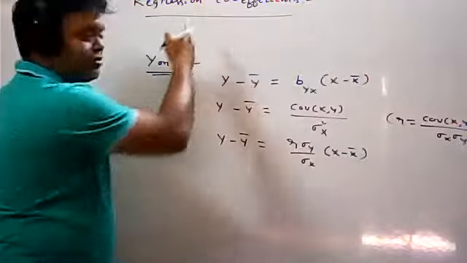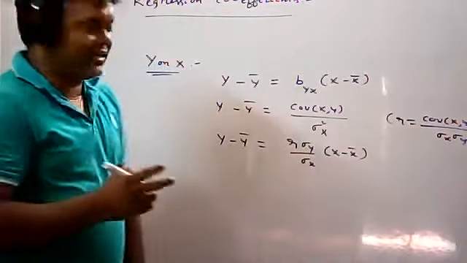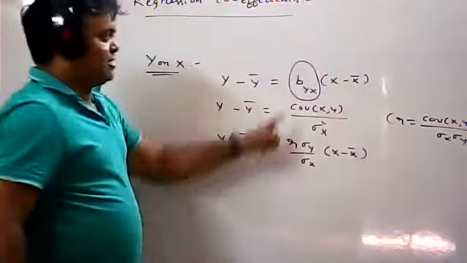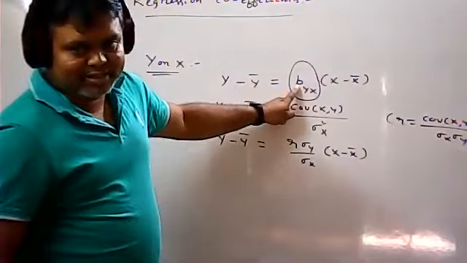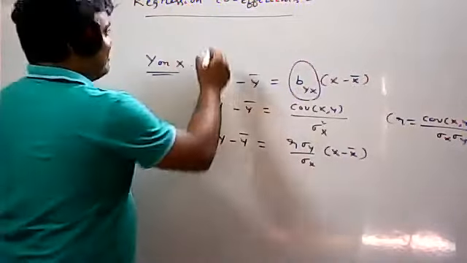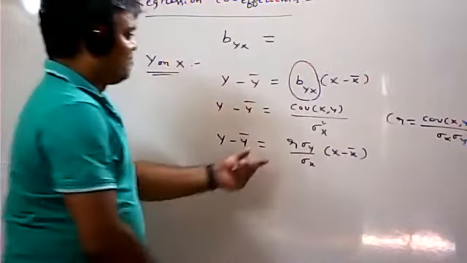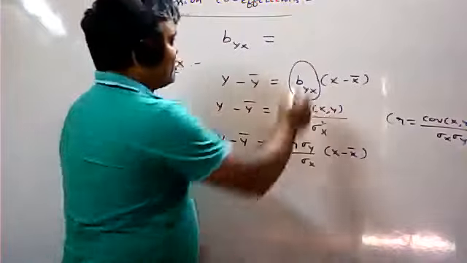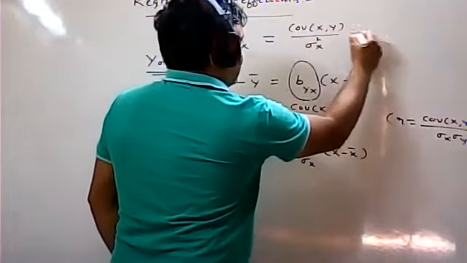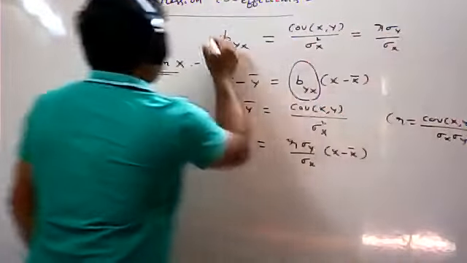So what do you mean by regression coefficient? Just now I told you, two types of regression coefficients are there. The first one is the regression coefficient of y on x. The regression coefficient of y on x is nothing but the slope of the regression line of y on x. B is called the slope. So the slope of the regression line of y on x is called the regression coefficient of y on x. It is denoted by byx. So what is the byx formula? The byx formula is covariance of x comma y by sigma square x, otherwise you can write r sigma y by sigma x.